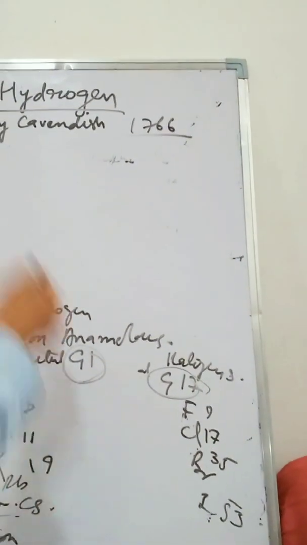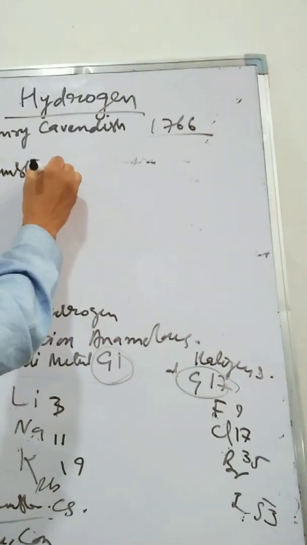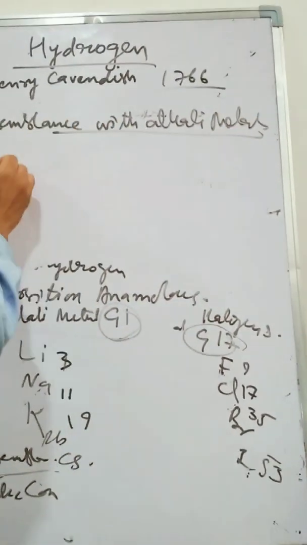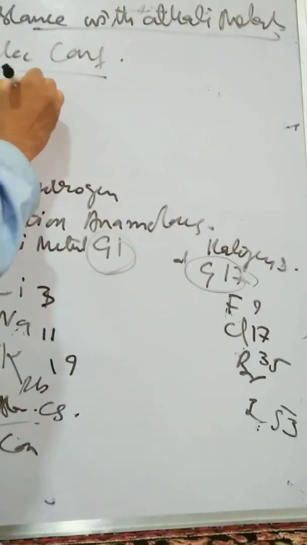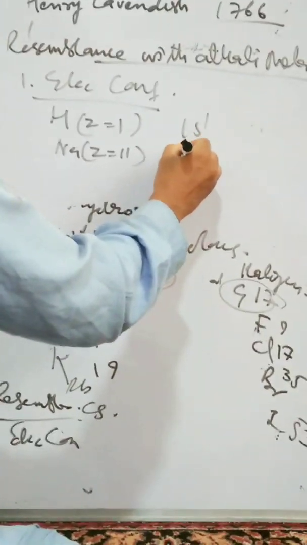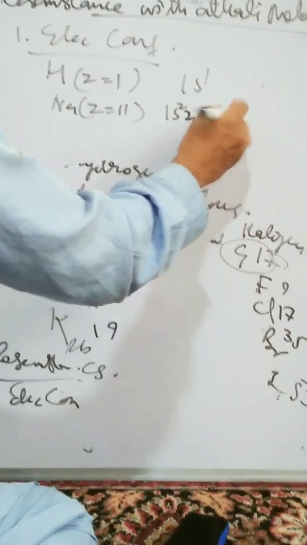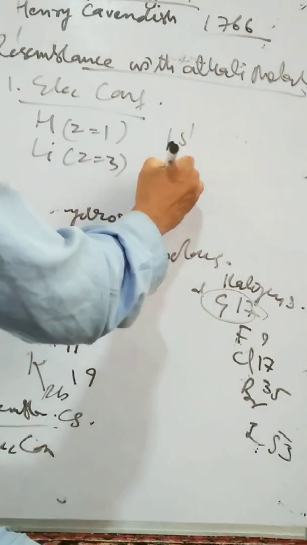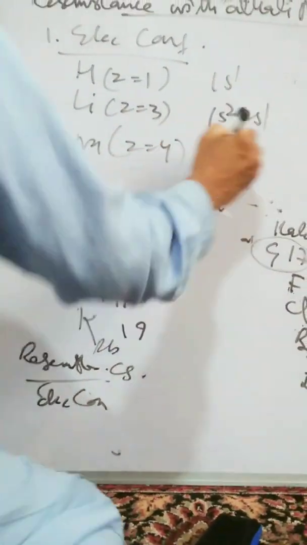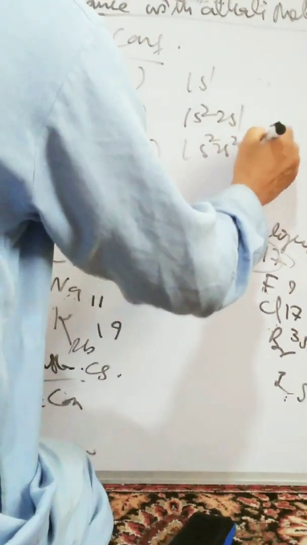Resemblance with alkali metals. First is electronic configuration. Hydrogen has atomic number 1, with configuration 1s1. Then we have lithium, Z equals 3, with configuration 1s2, 2s1. Similarly, sodium, Z equals 11, has configuration 1s2, 2s2, 2p6, 3s1.